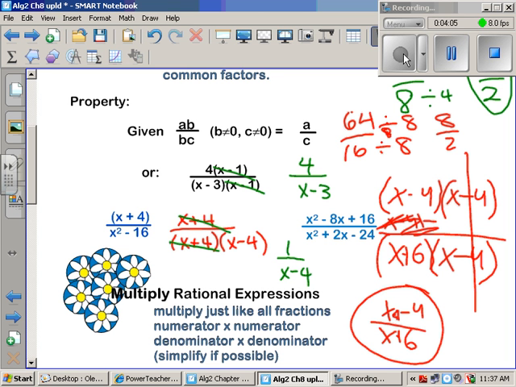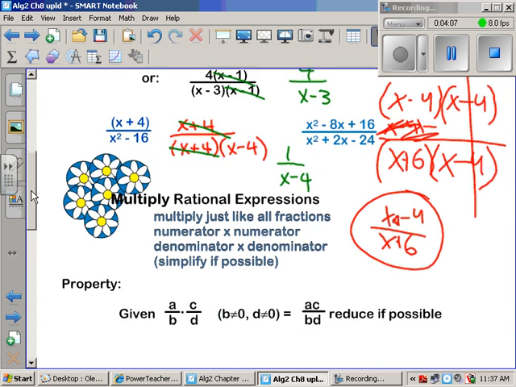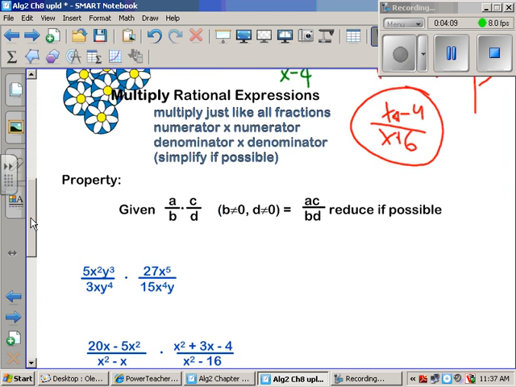Okay? All right, then to multiply rational expressions, you multiply just like you would a fraction. A over b times c over d is equal to ac over bd. Just multiply the numerators, multiply the denominators. Okay, multiply just straight across. Okay, and then we're going to simplify at the end. All right? Sometimes you'll have something like this.